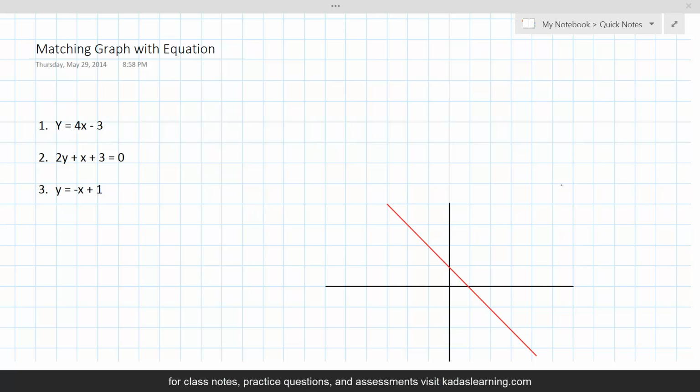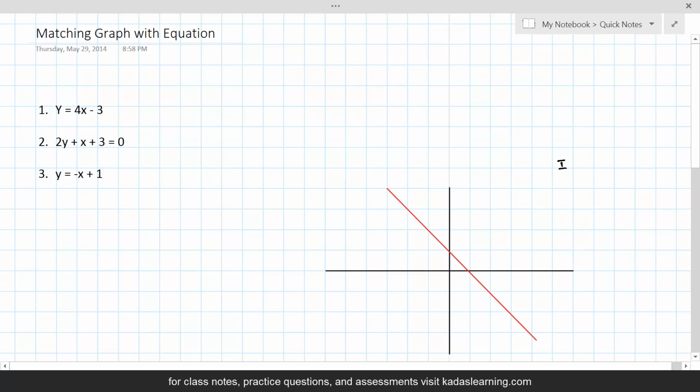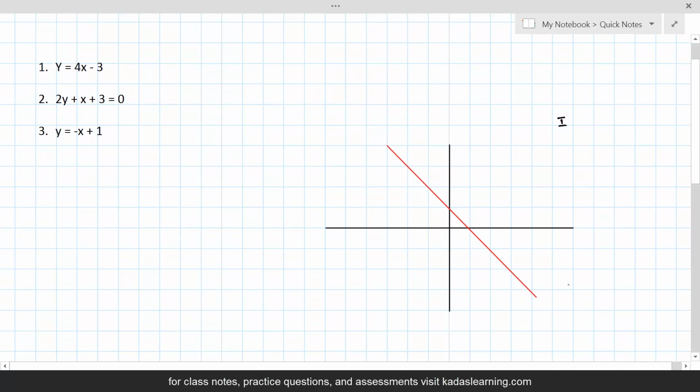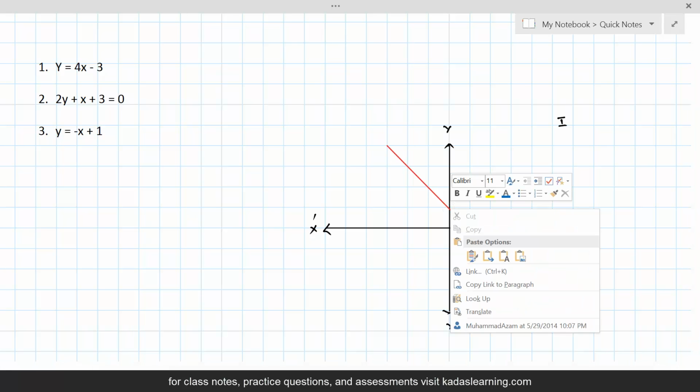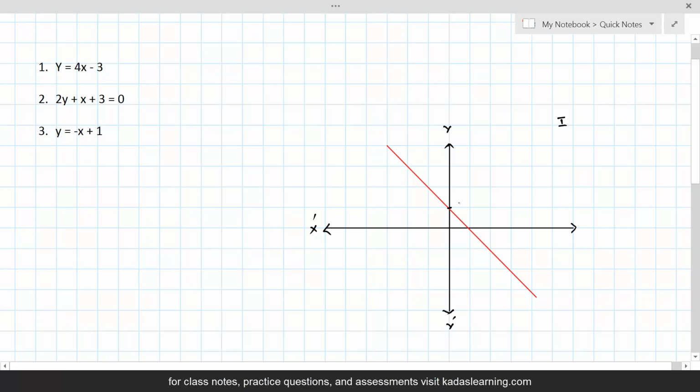So let's consider this first graph. Let's label it as 1 and see where this red line is intersecting y-axis. This is y-axis and this is x-axis. This is negative x-axis called x dash and this is negative y-axis called y dash. Of course, positive y-axis are called positive y-axis. Here, let's mark the point where this line is intersecting y-axis.